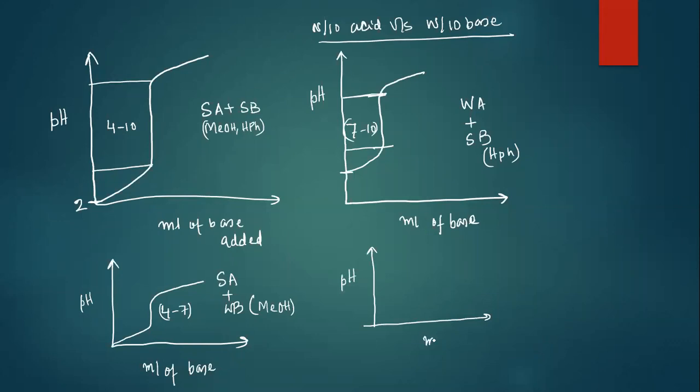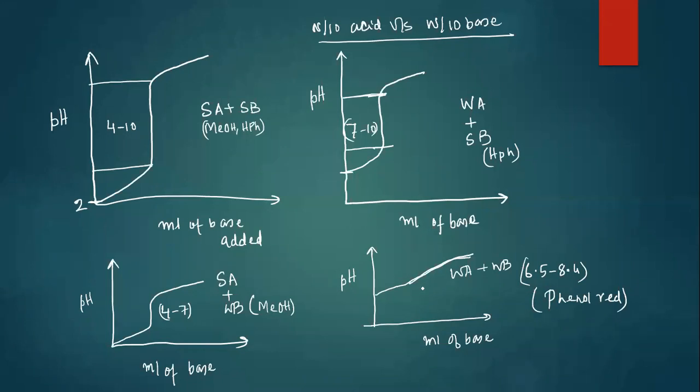Next, pH versus milliliters of base. We will talk about weak acid plus weak base. Unfortunately, for weak acid and weak base there is no sharp change. There are only this kind of gradual changes. So no suitable indicator is there for weak acid and weak base. The range is approximately from 6.5 to 8.4. Sometimes we use phenol red, but actually for this kind of neutralization it is very difficult to have an indicator. There is no indicator available at this moment.